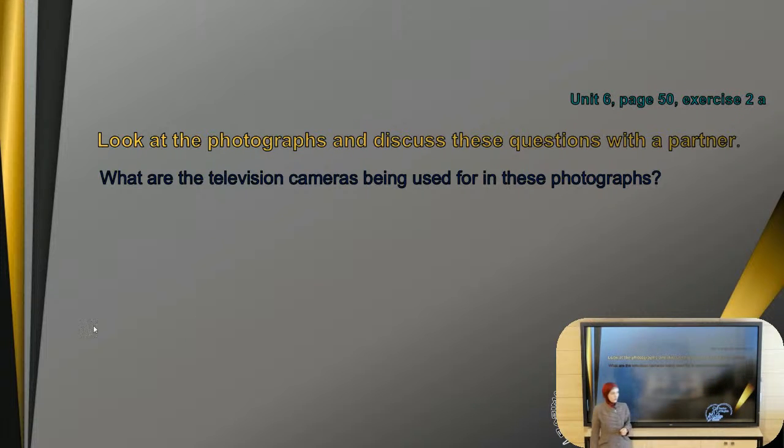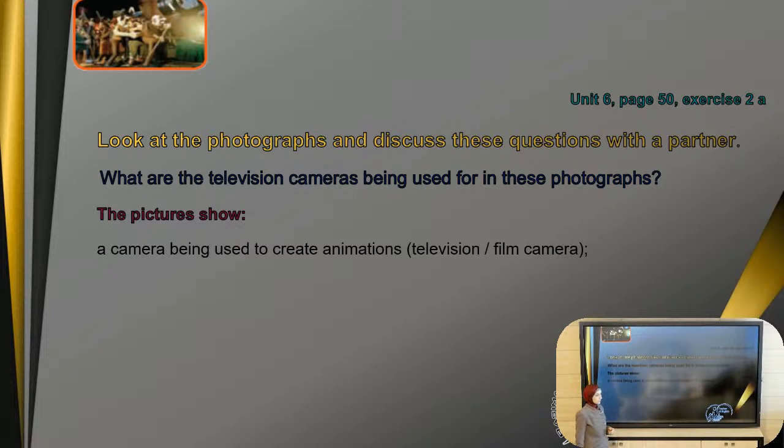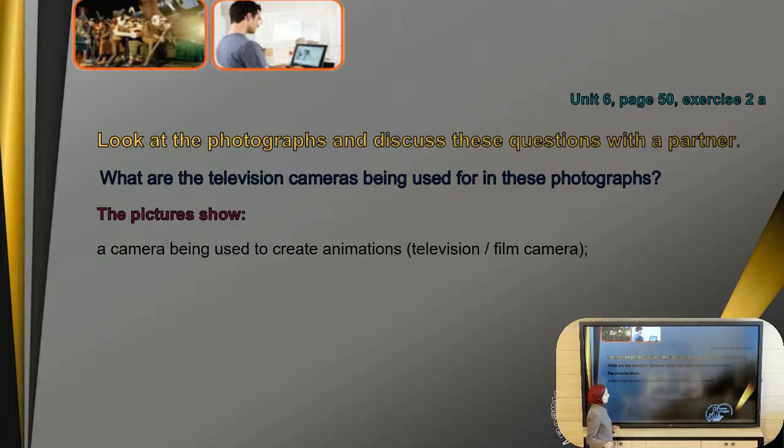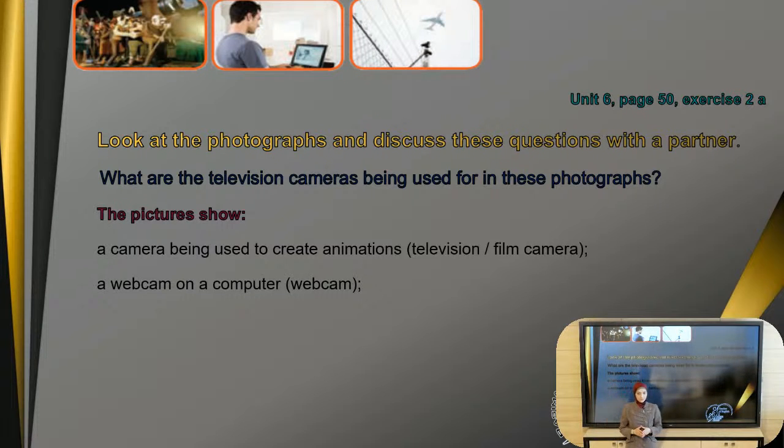The first one. What are the television cameras being used for in these photos? Now, let's see the first one. The first one is a camera being used to create animations, and we call it a television or TV camera. Let's see the second photo. Here we have a webcam on a computer. We call it a webcam. Now let's see the third photo. Here we have security cameras at an airport.